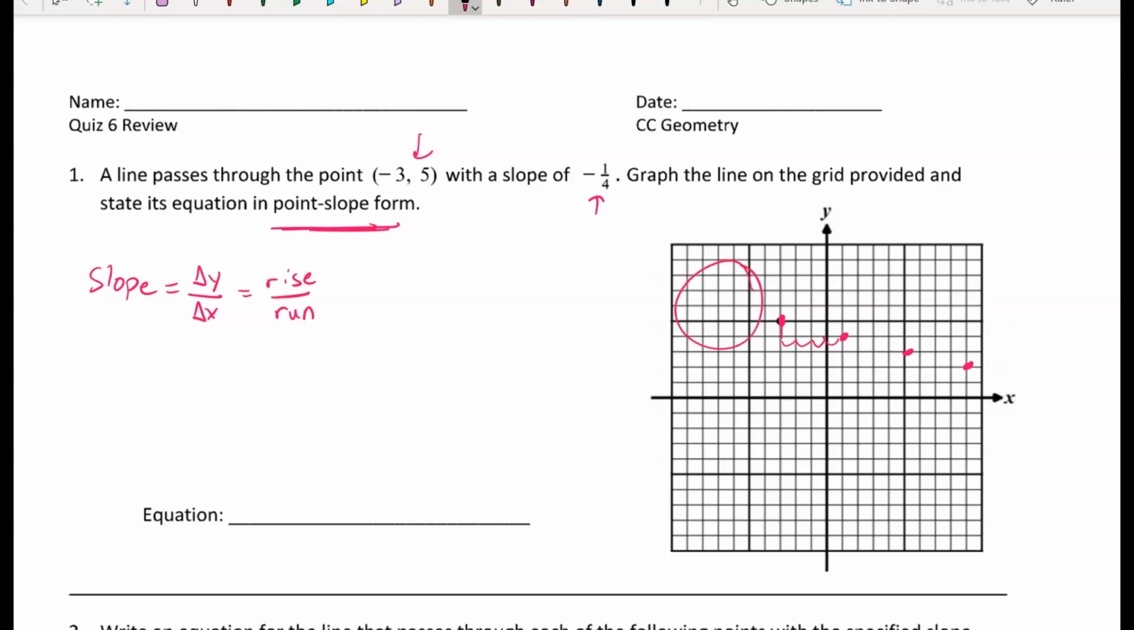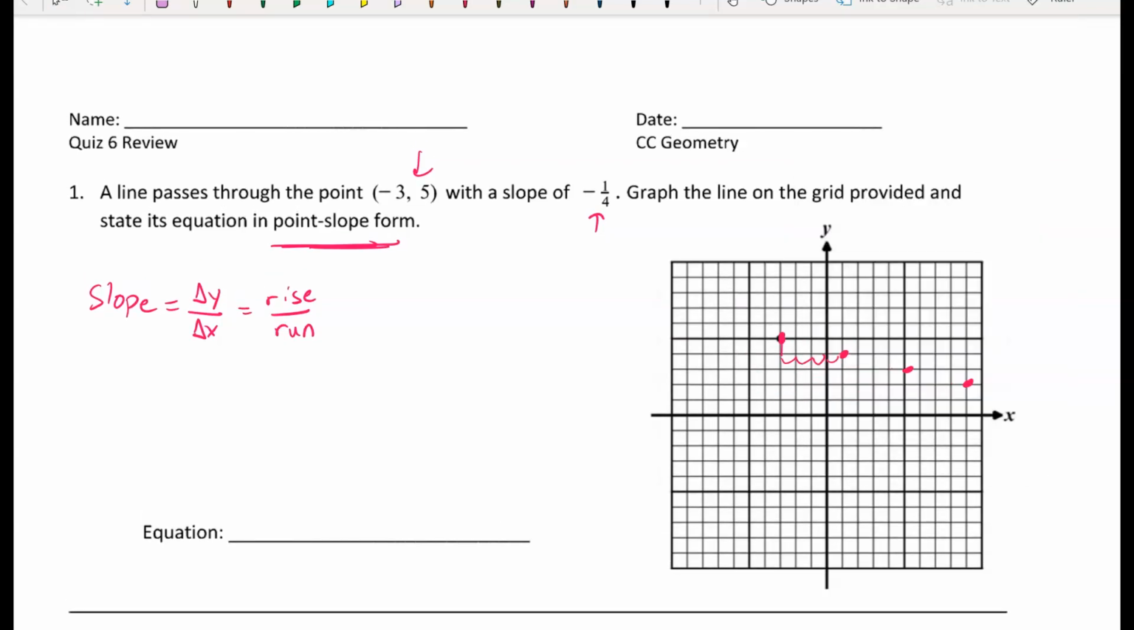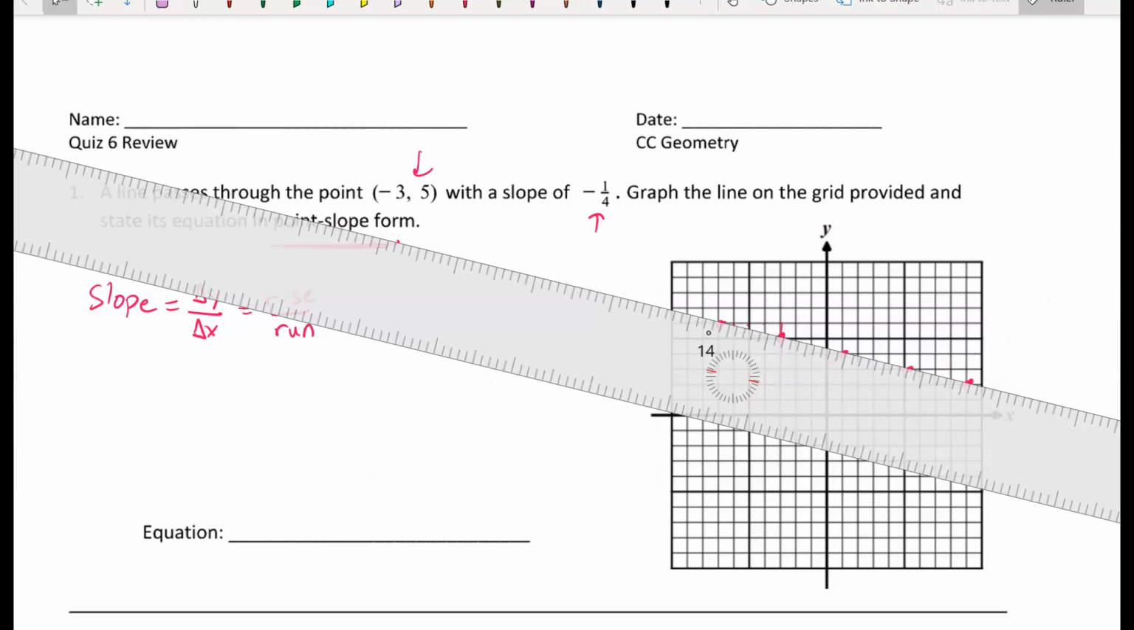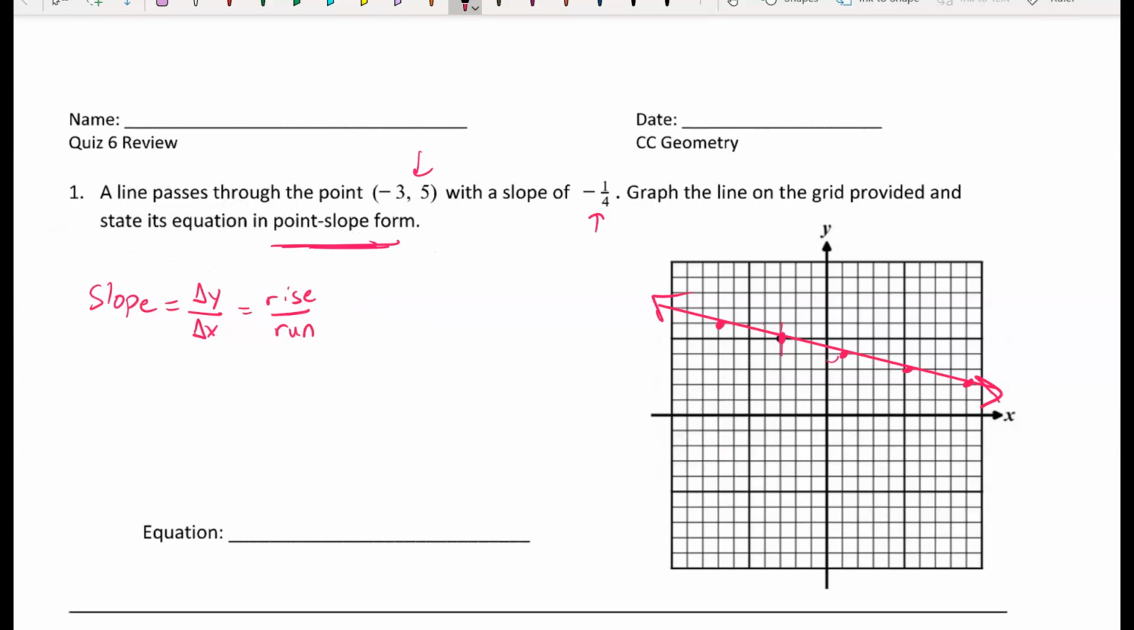Now I'm going to get some points over here in this direction too, just by applying the slope in the opposite direction. So rather than going down and right, I'm going to go up and left. So up 1 over 1, 2, 3, 4. And that looks like I have enough points there. So I'm going to take my straight edge, and I'm going to connect those points the best I can. Make sure you have arrows at the end of your line. And normally we would have a label, but we don't know the equation yet.